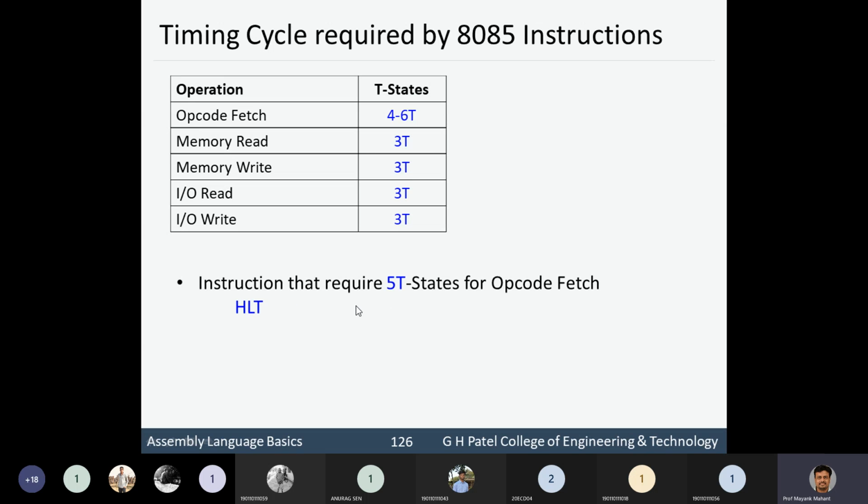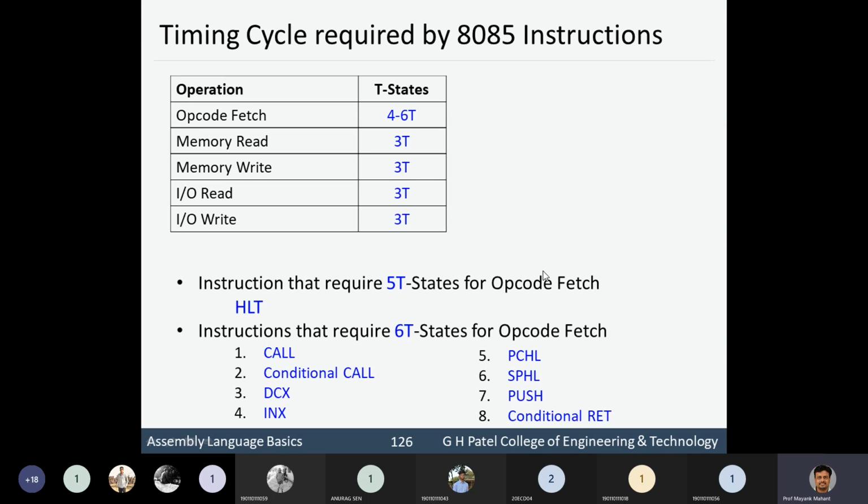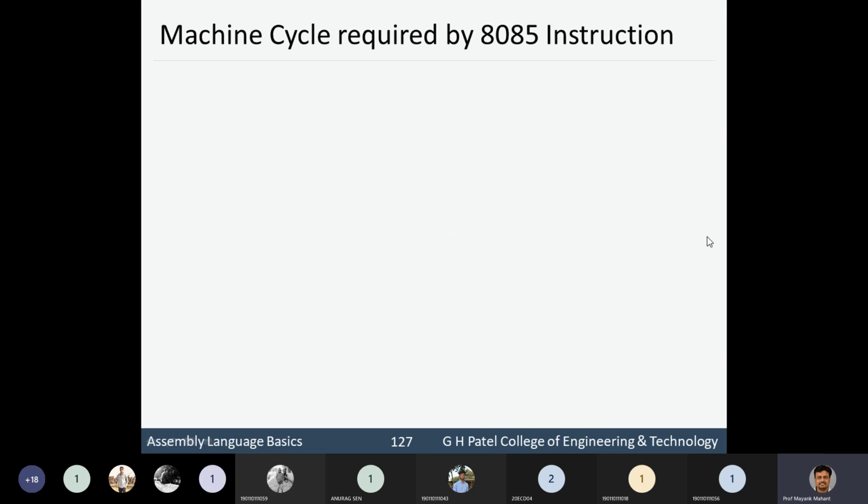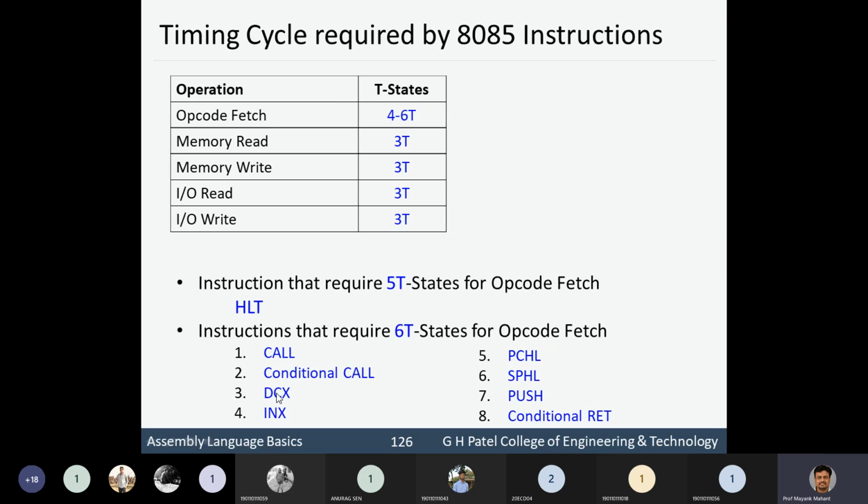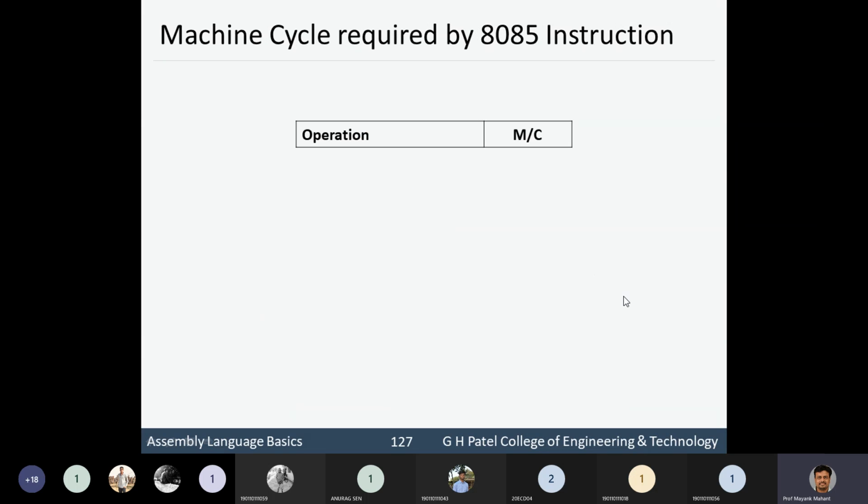Some of the instructions which require 5 T states are halt, and some of the instructions which require 6 T states are call, conditional call, DCX, INX, PCHL, SPHL, push, or conditional returns. So all these instructions will require 6 T states. Except these, all will require 4 T states, and only the halt instruction will require 5 T states.